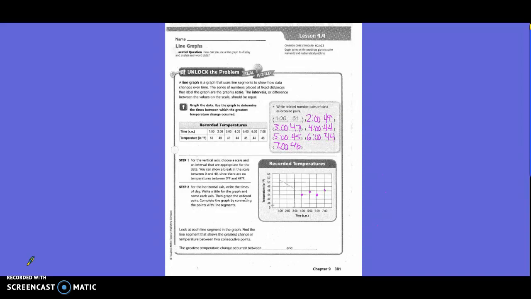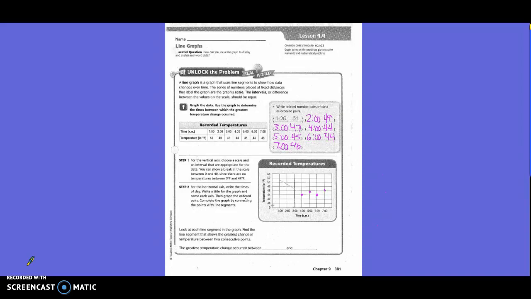Graph the data. Use the graph to determine the times between which the greatest temperature change occurred. So it wants us to write related number pairs of data as ordered pairs. So they already did 1 and 51 for us. They said the time would go on the x-axis and the temperature would go on the y. So then we said 2 o'clock was 49 degrees, 3 o'clock was 47 degrees, 4 o'clock was 44 degrees, 5 o'clock was 45 degrees, 6 o'clock was 44 degrees, and 7 o'clock was 46 degrees.